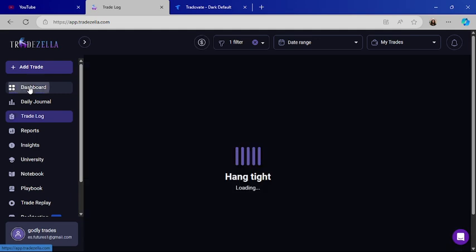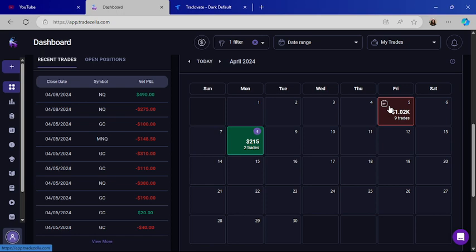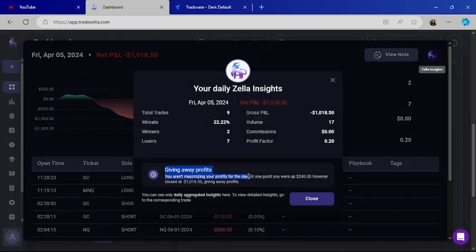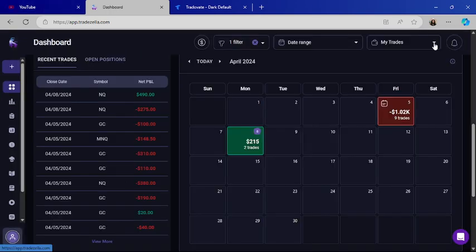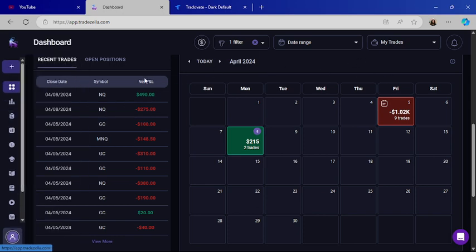I actually like what TradeZella had to say about my trades. They just told me I wasn't maximizing my profits. At one point you were up to 40, however closed at negative 1,000, giving away profits, which indeed is correct. So I made my own note: scale down and allow for a cool off timer before placing your next trade, which is exactly what I did today. I just saw an immediate A plus setup right after I took the L because my bias changed and so did structure.